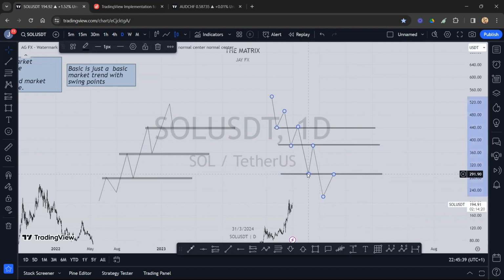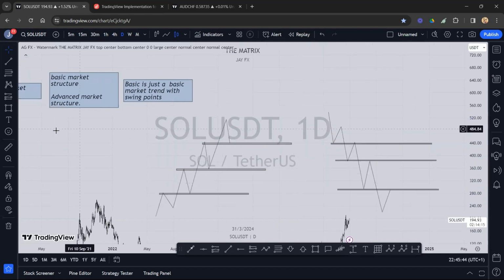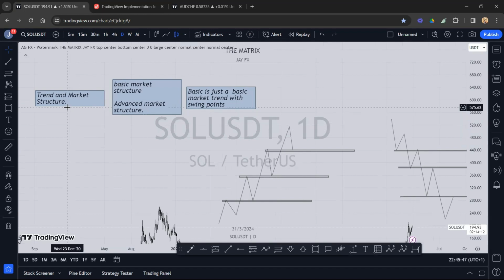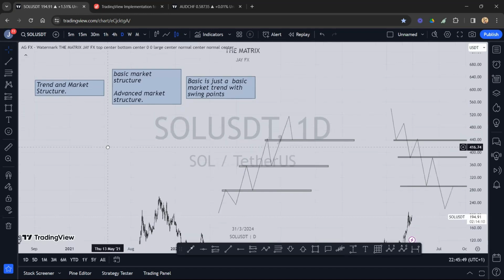All right, guys. That's that for today's class. That's that on basic market structure and the trend. So far, we've been able to round up on uptrend and downtrend, and we've been able to understand the basic market structure with swing points. And in future classes, we are going to learn more about the advanced market structure, but you need to understand the basic market structure first and other concepts before you move on to the advanced market structure.